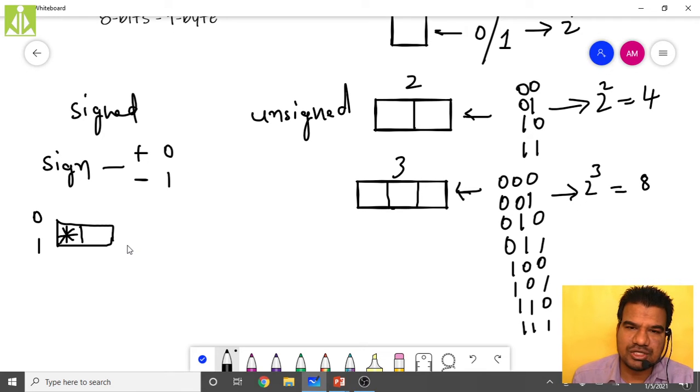Positive side 2 values and negative side 2 values. If you include the 0 also, then what will happen? Sorry, positive side only 1 value and negative side 2 values you will get, including the 0. So how does that come about? See here.